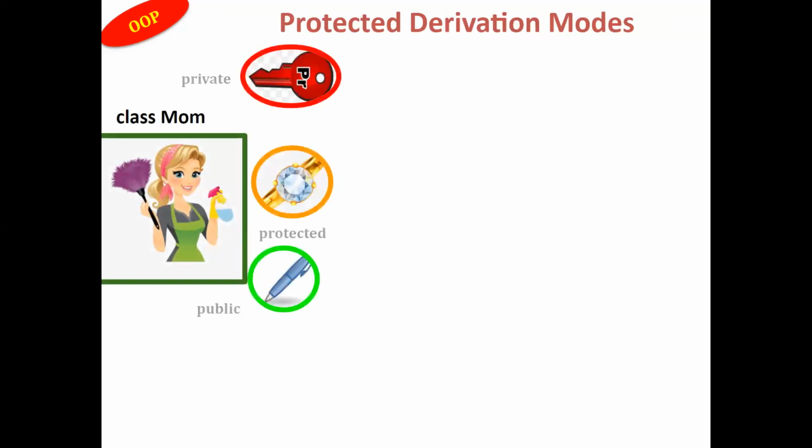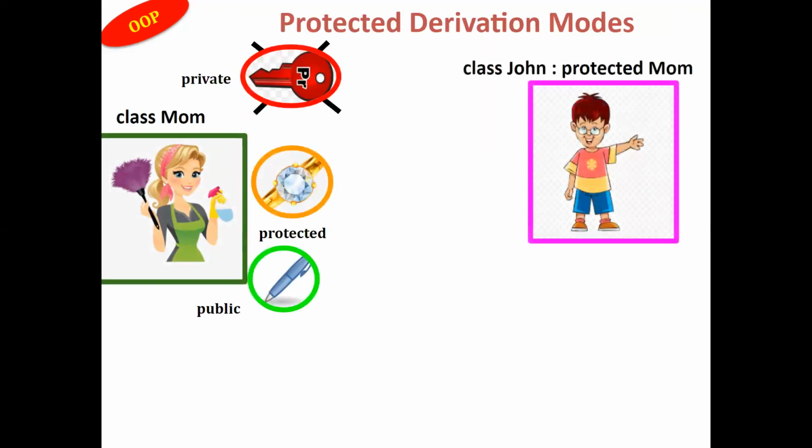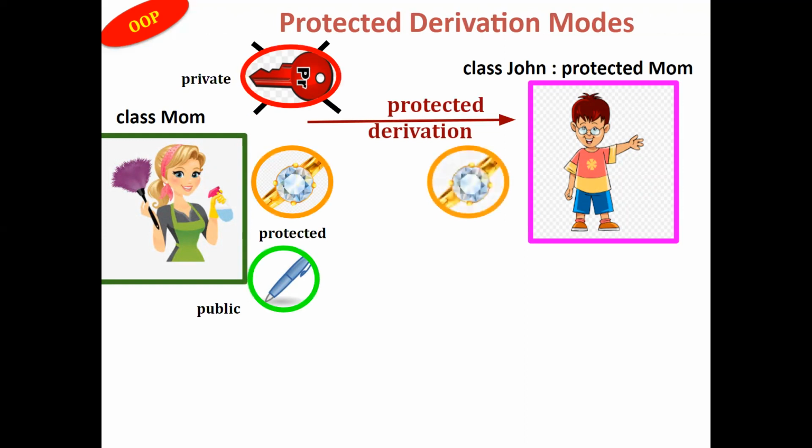Now in this case, when the mom shares the property with John, she says, "I'll share it, but I share it to you protectedly." When she shares it protectedly, the ring is shared in such a manner that it will be available to John, and John will have the right to share it with his own son, suppose Sam.